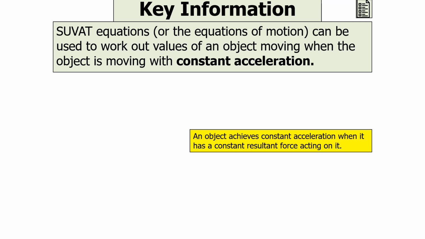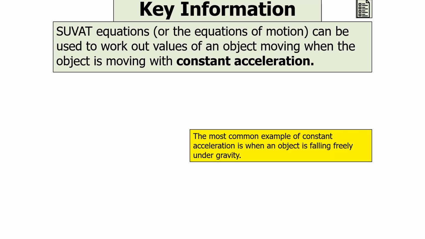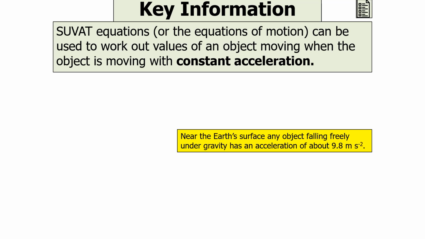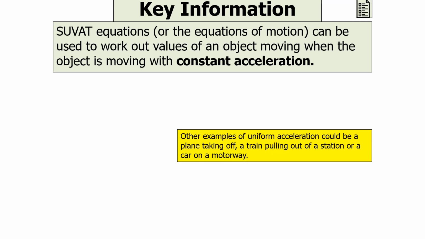Now an object will achieve constant acceleration when it has a constant resultant force acting upon it. The most common example of constant acceleration is when an object is falling freely under gravity. Near the Earth's surface, any object falling freely under gravity has an acceleration of about 9.81 meters per second squared. Other possible examples of uniform acceleration could be a plane taking off, or a train pulling out of a station, or a car on a motorway.